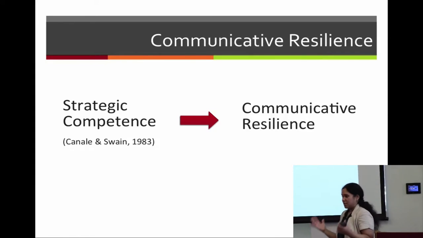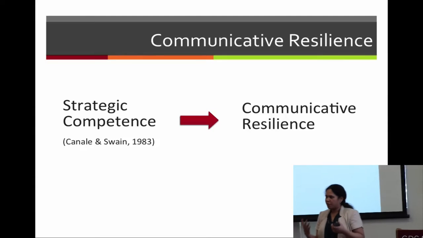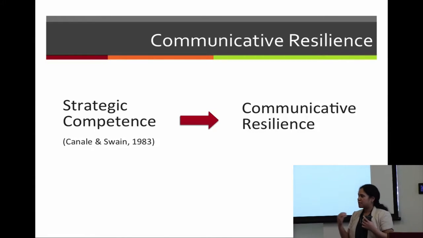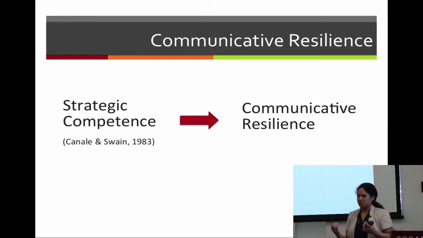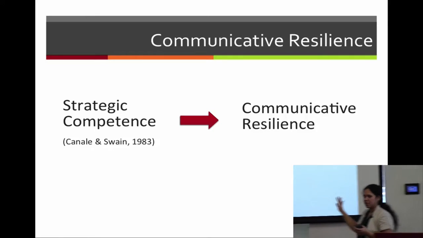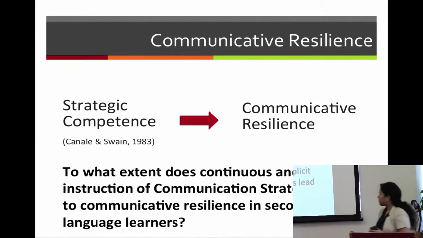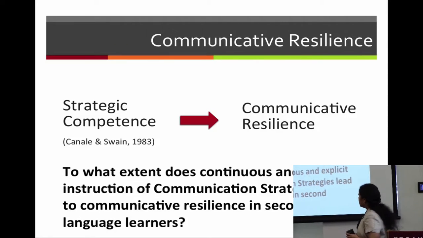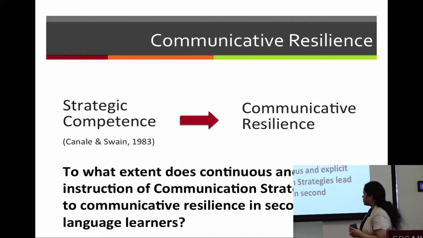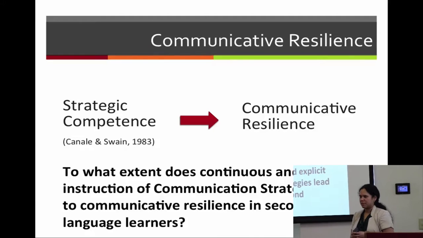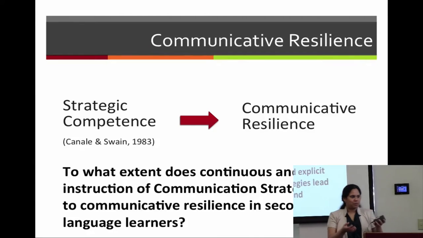Now, this was all in theory, and this is what we wanted to explore further in our study. We wanted to see if we explicitly taught students communication strategies, would that lead them to being more communicatively resilient? So the question we tried to answer was, to what extent does continuous and explicit instruction of communication strategies lead to communicative resilience in second language learners? And to do that, we sought the help of Dr. Kautz.